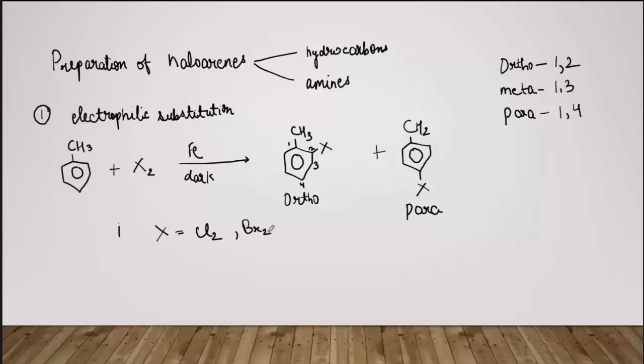Reactions with iodine are reversible, so an oxidizing agent has to be used. Here, along with iron, we need to use some oxidizing agent, only then can we obtain the products using iodine, the iodide. So for X equal to iodine, we need to use strong oxidizing agents. Otherwise, the reaction will be reversible and we will not be able to get any product, or you can say a very low yield of products.